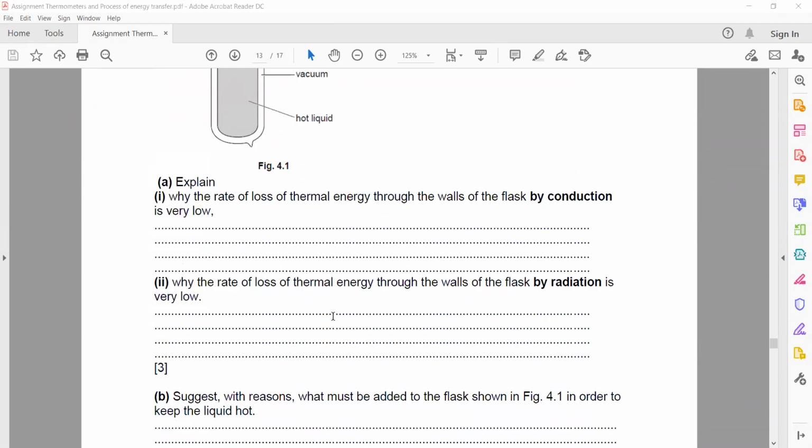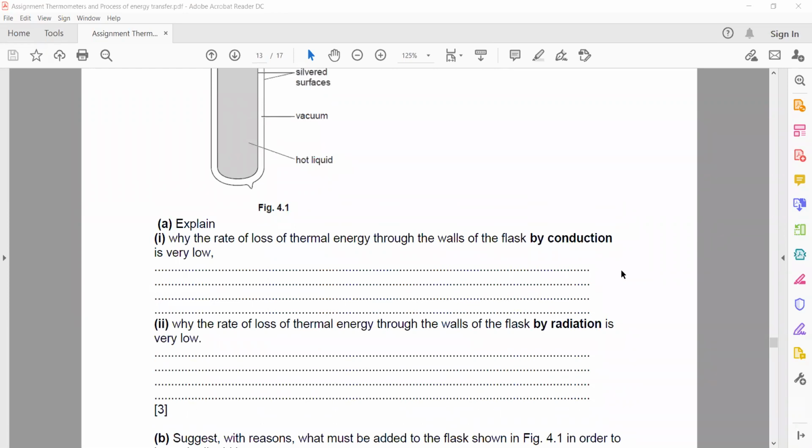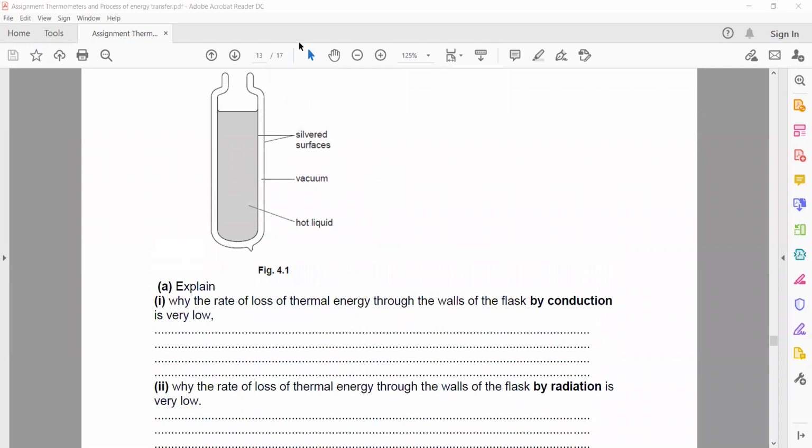Why is the rate of loss of thermal energy through the walls of the flask by radiation very low? What's the reason why it is not able to transfer the heat energy? What's the reason why I say low? Why not zero? Because a vacuum is there, but practically there's no perfect vacuum. Still, we are saying it's a vacuum, but practically it is not a perfect vacuum. That's why it is still losing heat energy. But if it was a perfect vacuum, with nothing between them, then you can mention that.